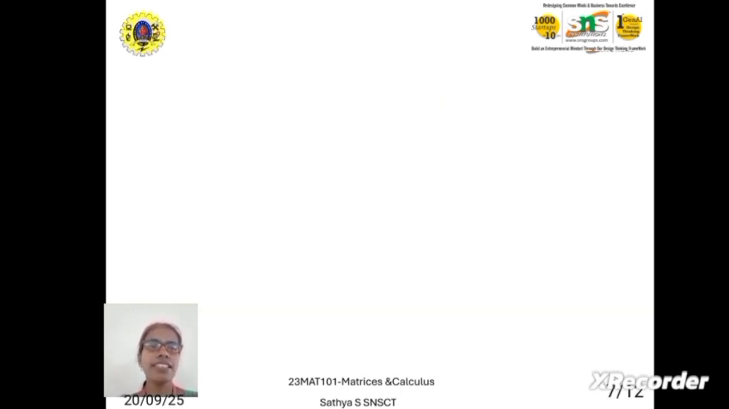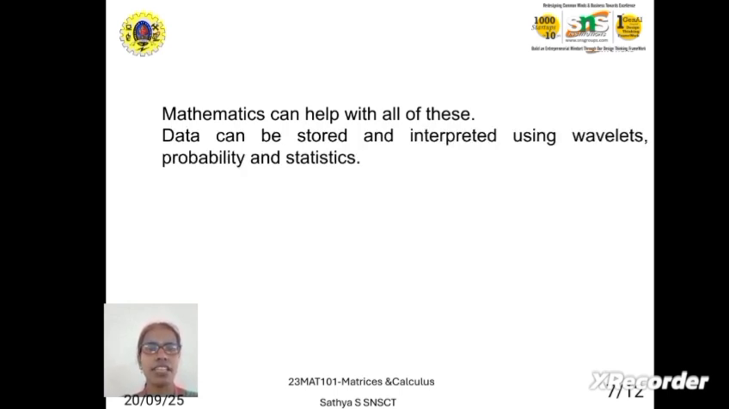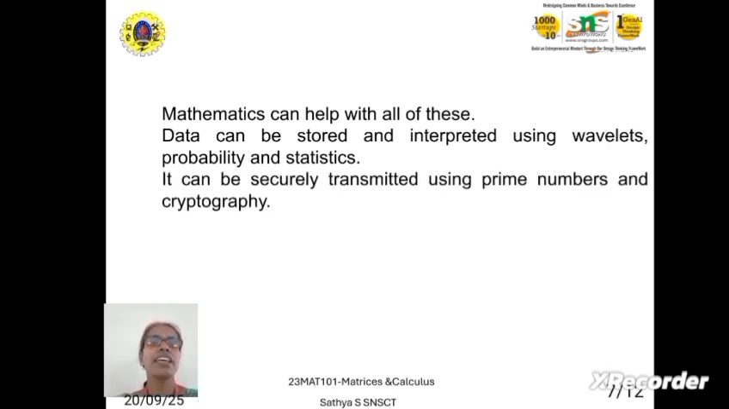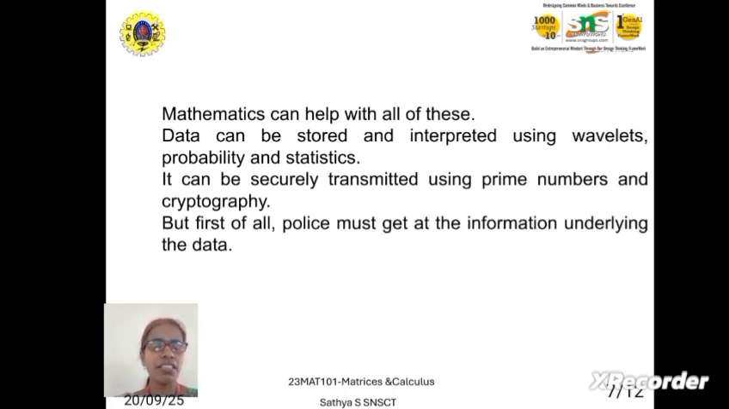And the next thing is how mathematics helps with all of these. Data can be stored and interpreted using wavelets, probability and statistics. So using probability concepts, we are going to solve the crime scene. It can be securely transmitted using prime numbers and cryptography. Already we know cryptography is used if you want to share a secret message, that is, if you want to encode or decode any data, we can use the cryptography concept, right? So using that concept we send messages secretly. But first of all, police must get the information underlying the data.